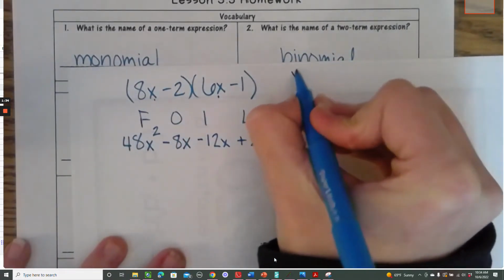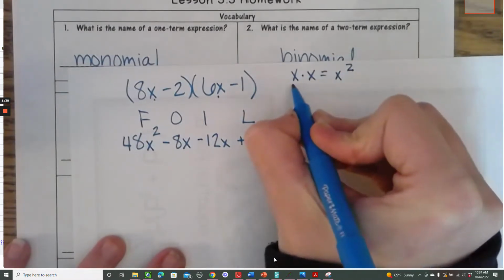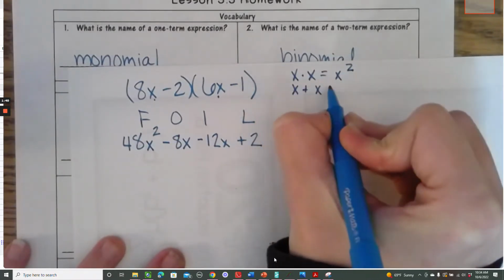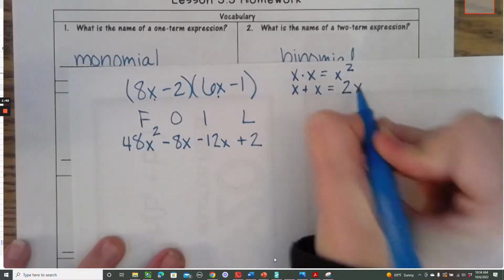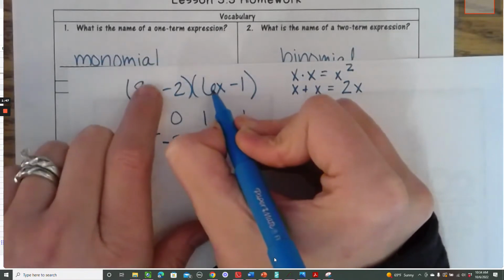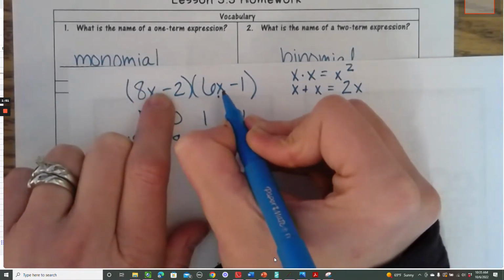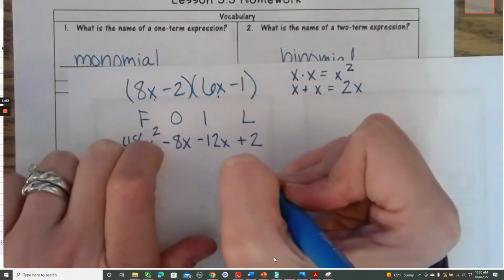So remember, x times x equals x squared, while x plus x equals 2x. That's how I got the x squared. I multiplied the coefficients together, then I multiplied the variables together. So when you're multiplying, you don't combine like terms. It's not the same thing.